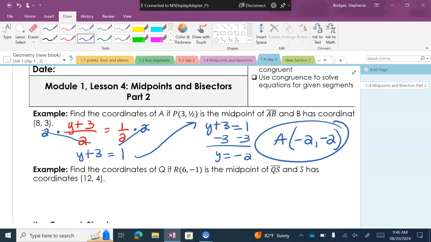I want you to try the next one. Same thing. They call the letter something different now, but we want to find Q. Okay, so we can change that. We want to find Q. If R is my midpoint, and that's 6, -1, and then my other endpoint S has coordinates of 12 and 4. Okay, so what I need you to do is find out what Q would be. What's the X value for Q? What's the Y value for Q?